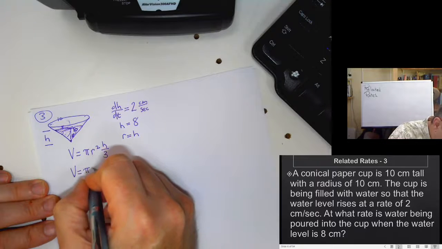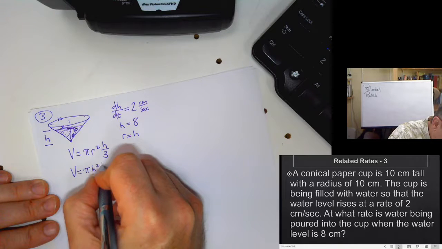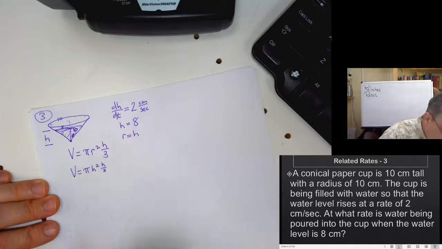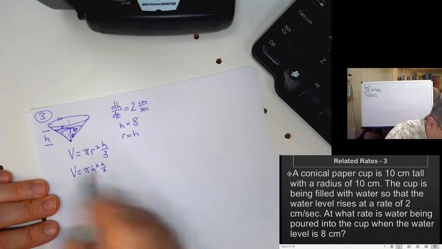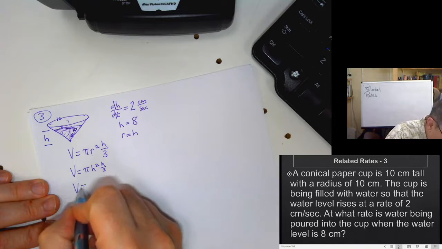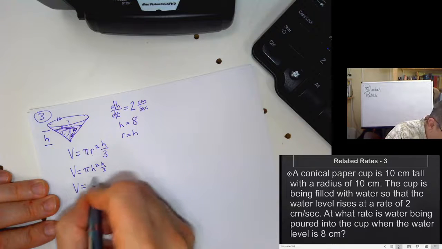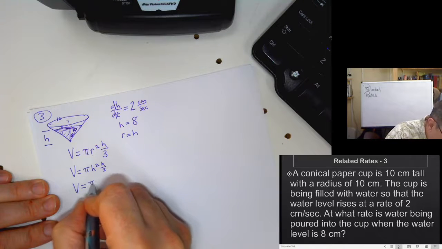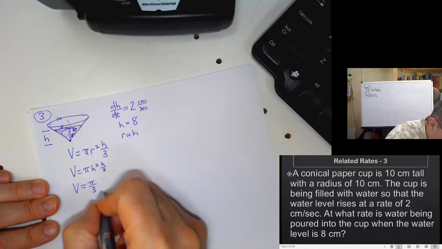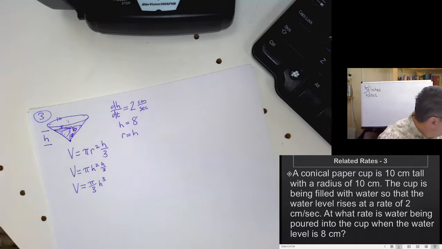Pi h squared h over 3. And we're going to do our little algebraic voodoo here and make this pi over 3, because you can do that, right? Pi over 3, and then h times h squared is what? That's h cubed, isn't it? All right, so now things are looking pretty easy.